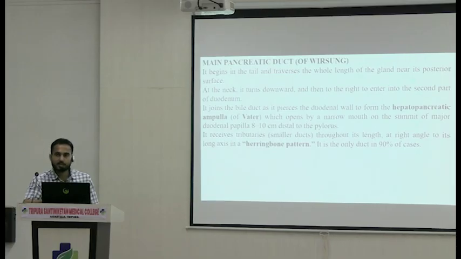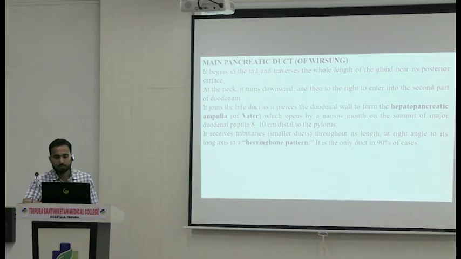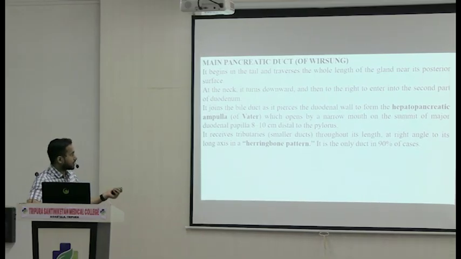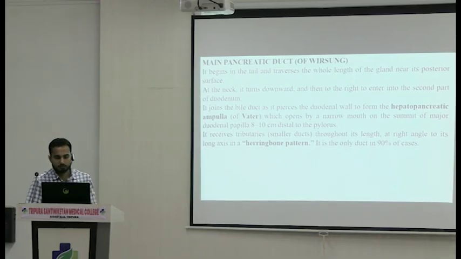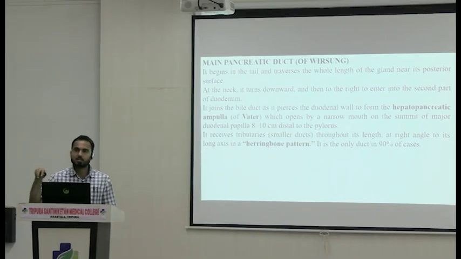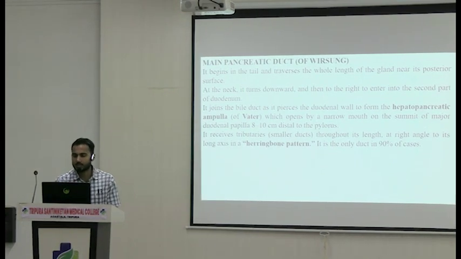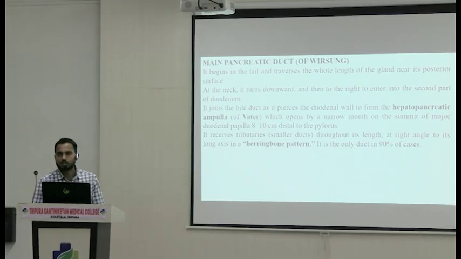While entering the second part of the duodenum, it is joined by the common bile duct to form the hepatopancreatic ampulla, or ampulla of Vater, and then it opens into the second part of the duodenum. The major duodenal papilla is situated 8 to 10 centimeters distal to the pylorus of the stomach. The duct travels from the tail up to the neck. In that distance, it is received by smaller ducts at right angles, so smaller ducts come and join the main pancreatic duct at right angles.